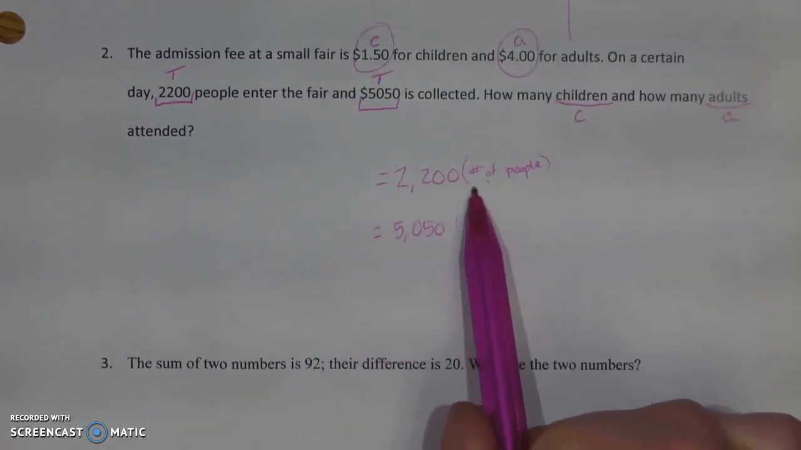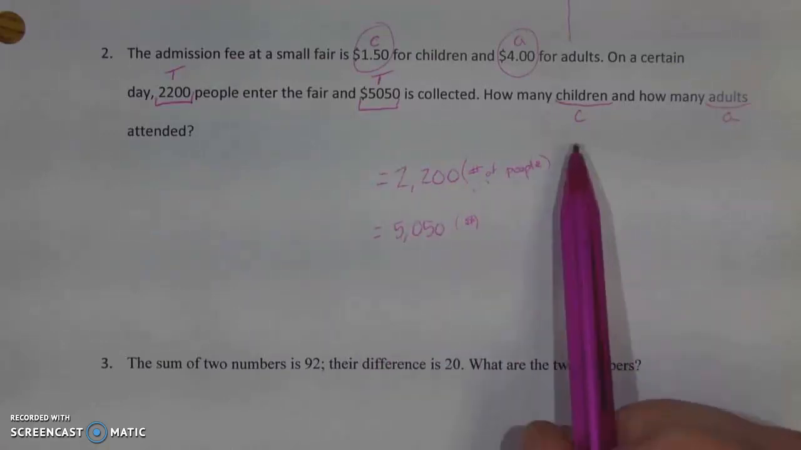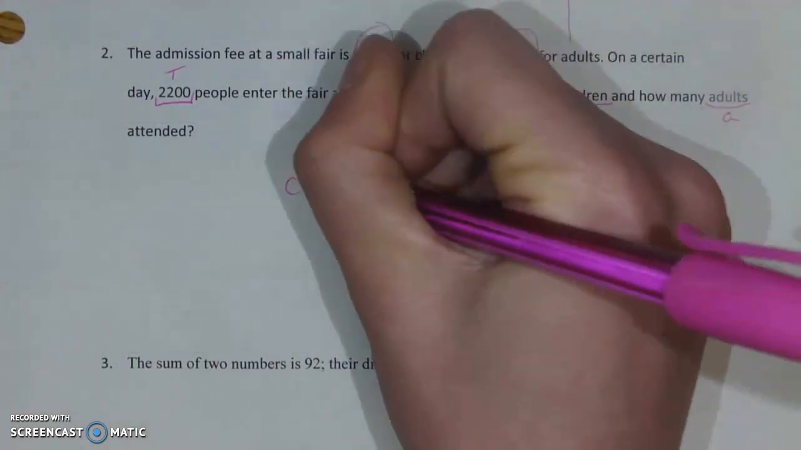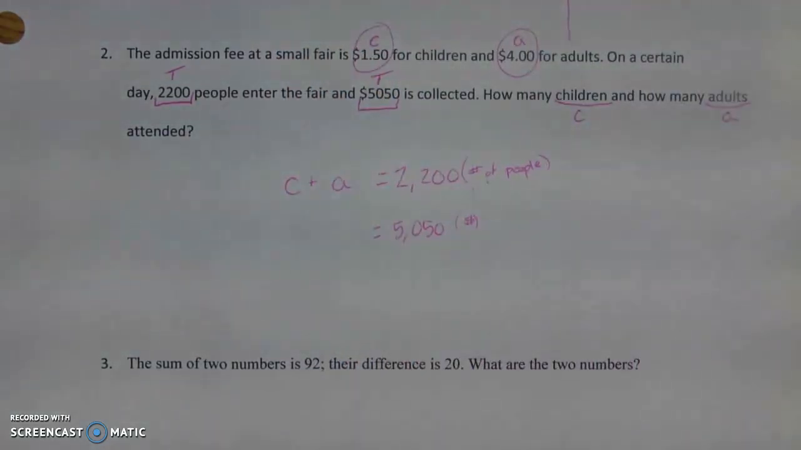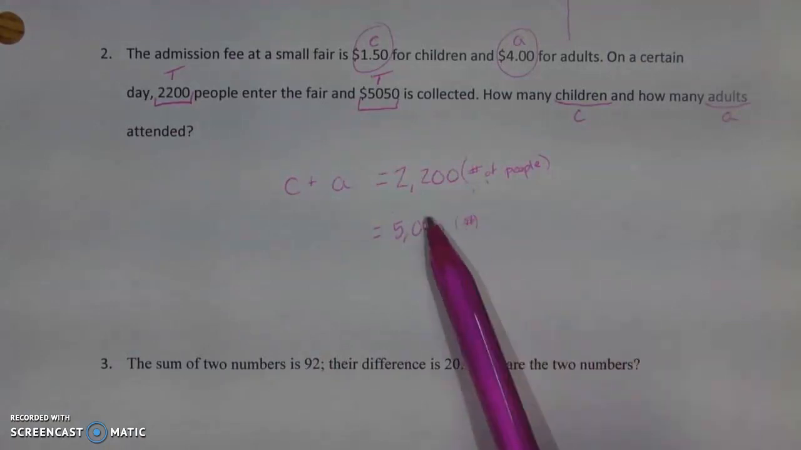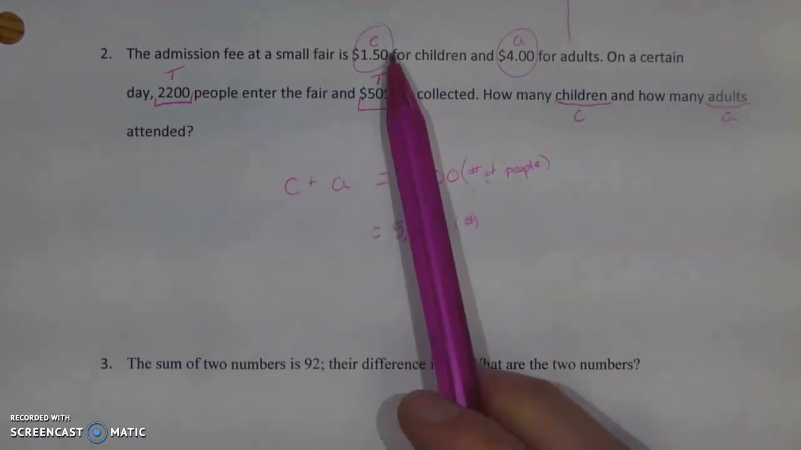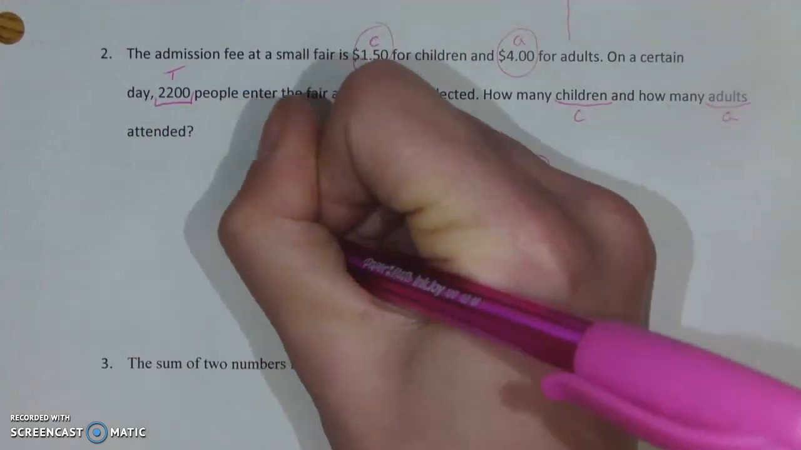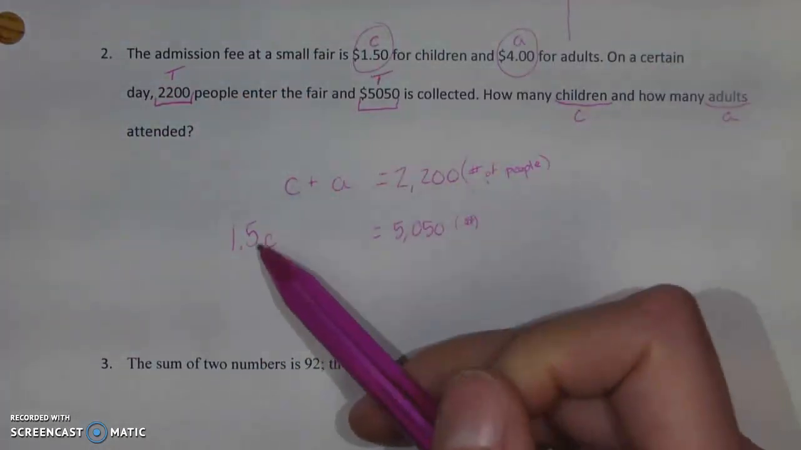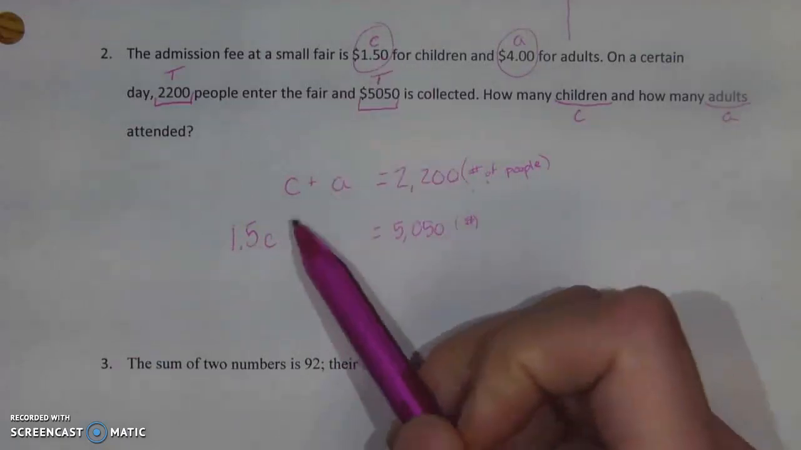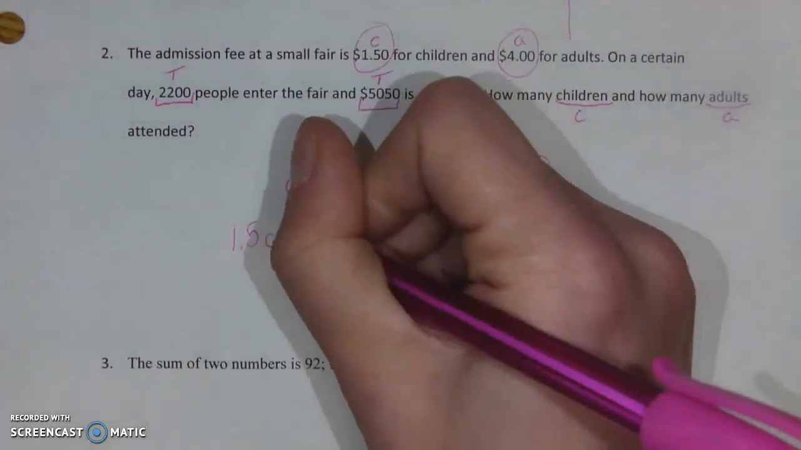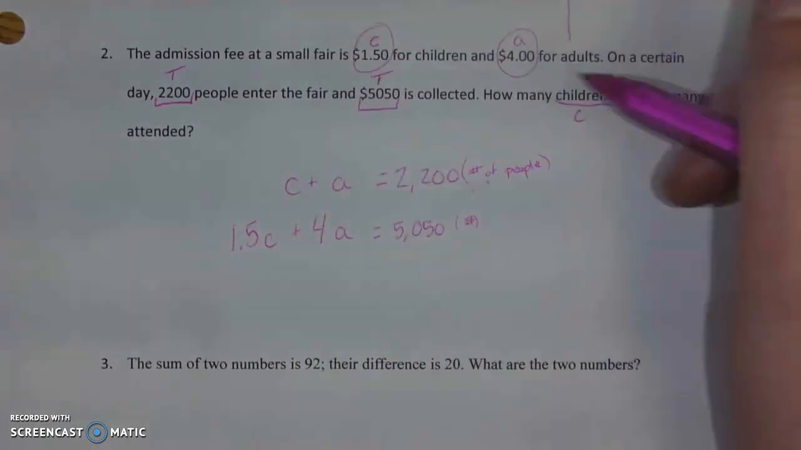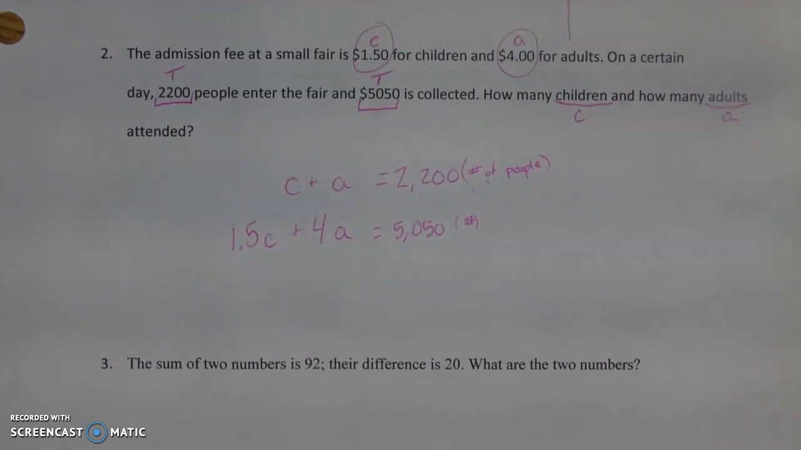Now, in order to get 2,200, since that's the total number of people, and our people are either children or adults, all I'm doing is taking my number of children plus the number of adults, adding them together to get 2,200. On the other hand, when it comes to money, that takes an extra step. You get $1.50 per child. So in order to figure out how much I made off of the children attending, I would take 1.5 times C. I would add to that the money we made off of the adults, which would be $4 times A, those rates, and notice that this is the equation that I end up setting up.